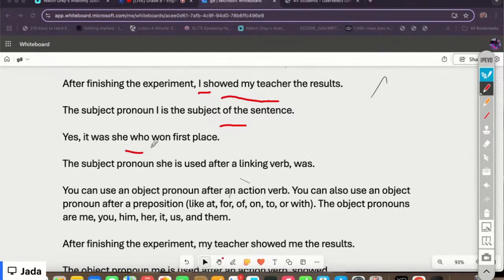Then we have another example: Yes, it was she who won first place. Here, the subject pronoun she is used after a linking verb. So we have she used after the linking verb was. So that's how it can come as well. All these are the subject pronouns.